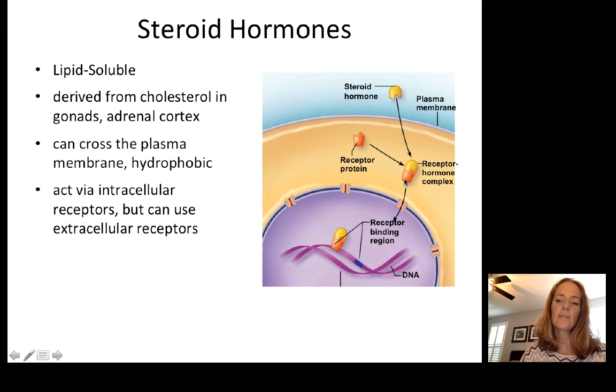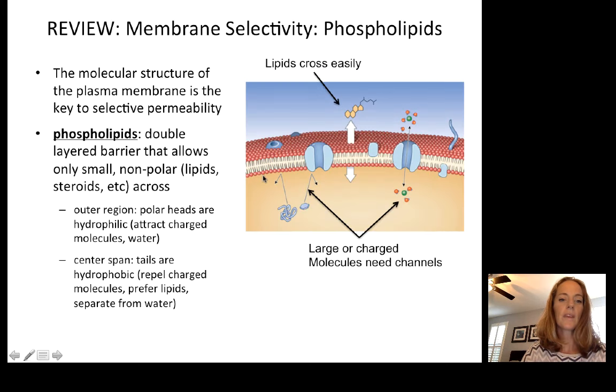So the intracellular receptors then are much more direct. They're going to be at or near the DNA. And once the intracellular receptor binds to its hormone, it can then affect protein synthesis and DNA activity directly. So if none of this sounds familiar, you may want to go back to the membrane transport lecture and review membrane selectivity and phospholipids, where we see that lipids can cross easily across the phospholipid bilayer, but polar or large molecules, water-soluble molecules, have to have proteins that they interact with.